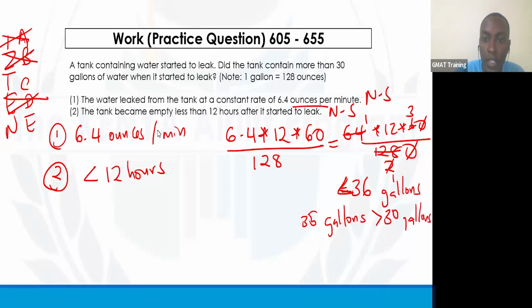So can you confidently say the tank contained more than 30 gallons of water or less than 30 gallons of water? For 35, yes, it's more than 30 gallons. If it were 20 gallons, then it is less than 30 gallons. So we have a yes, it contained more than 30 gallons of water, and then no, it did not contain more than 30 gallons of water. So we cannot say confidently whether this tank contained more than 30 gallons of water or less than 30 gallons of water. So for that case, C is out. Still not sufficient. We have E as our answer.